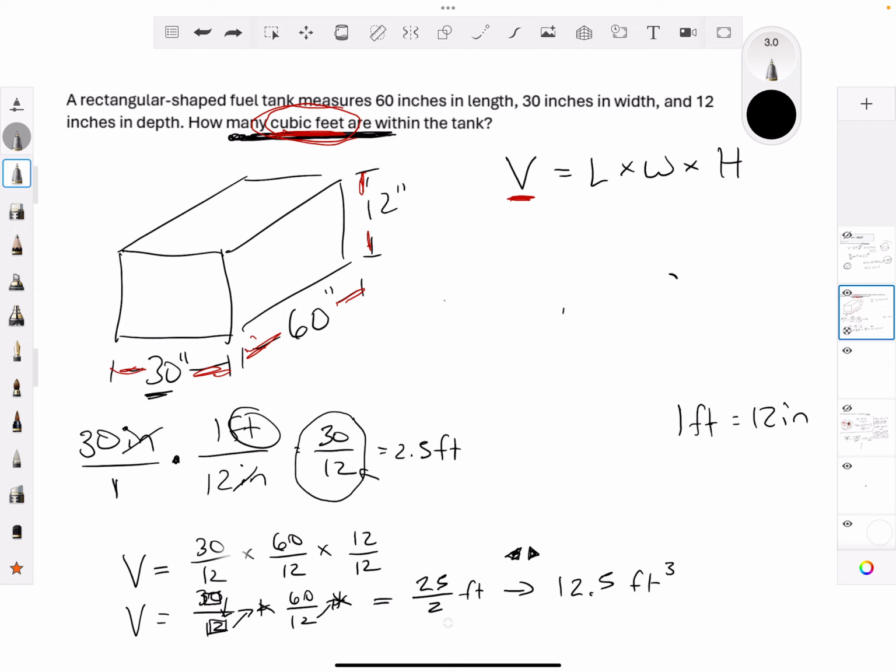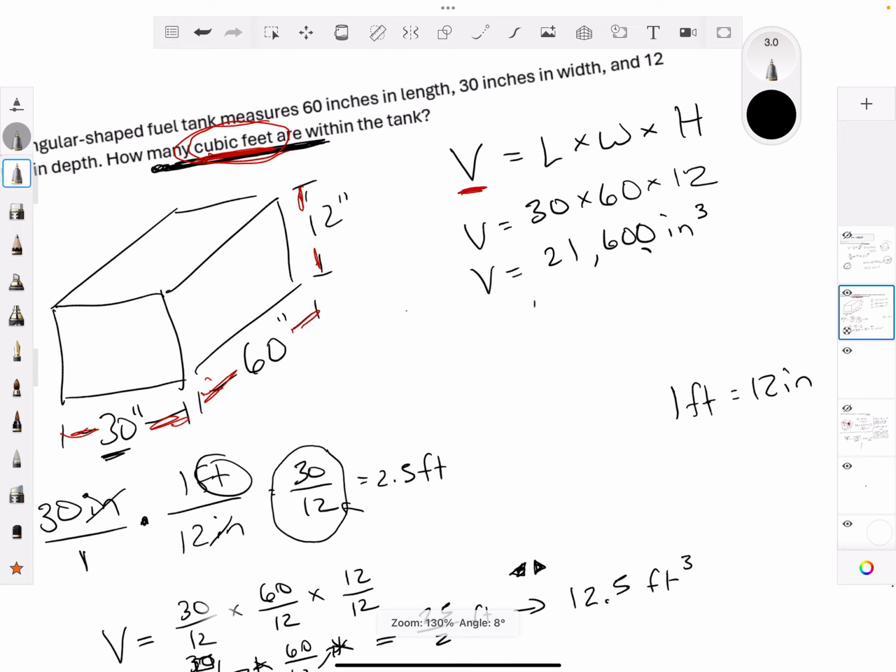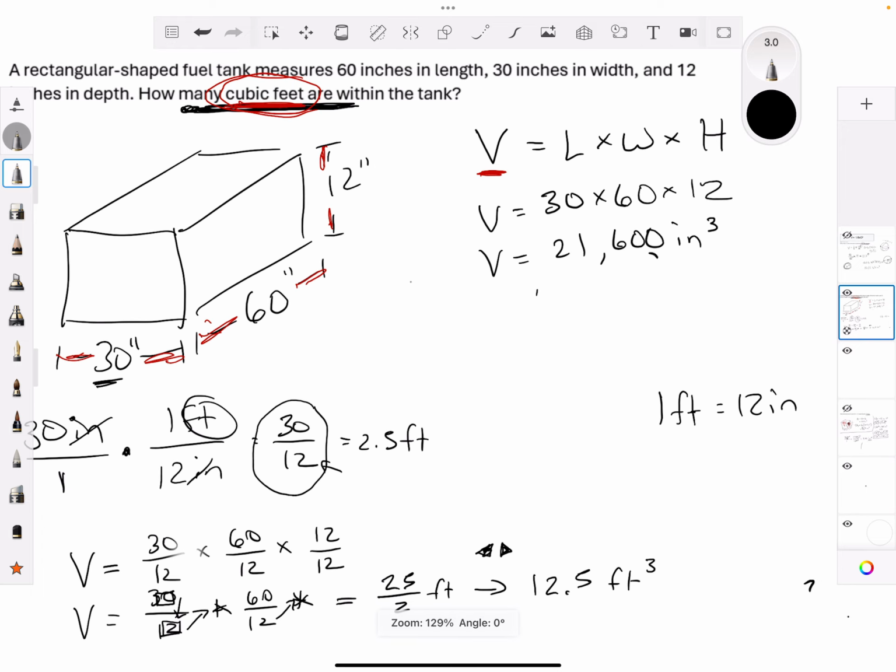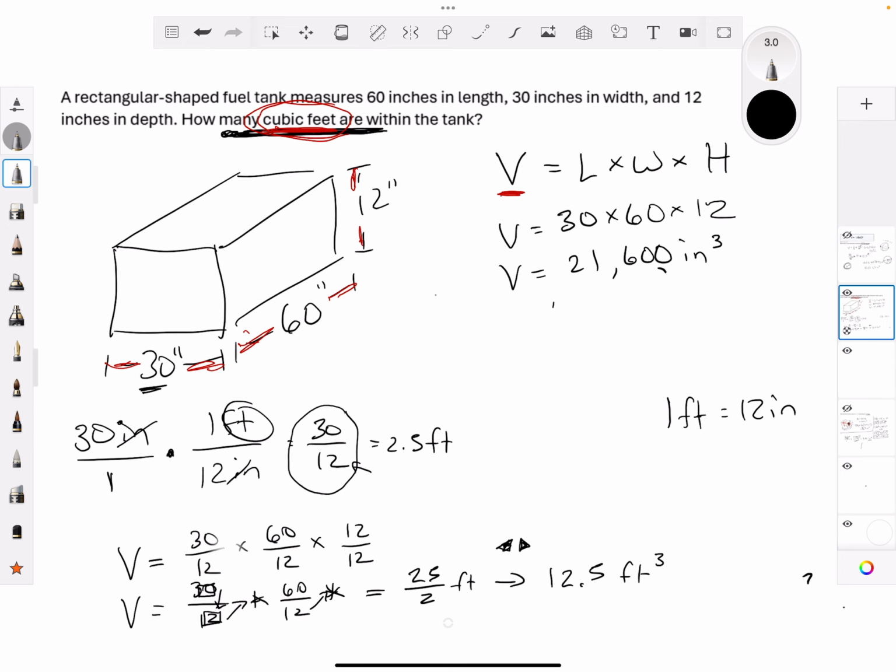The other way to solve this problem would be to just go ahead and multiply out with the inches. So we could do the volume is equal to 30 times 60 times 12, and the volume will come out to 21,600 inches cubed, or cubic inches. Then I'd have to convert that to feet cubed. Remember, we said we can convert any linear unit conversion to second dimension or third dimension just by squaring or cubing. In this case, we need to cube it, right?